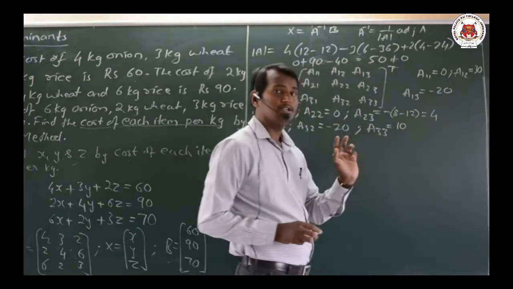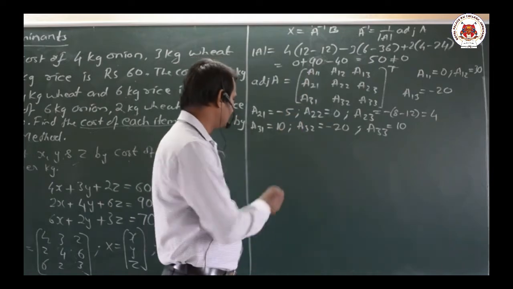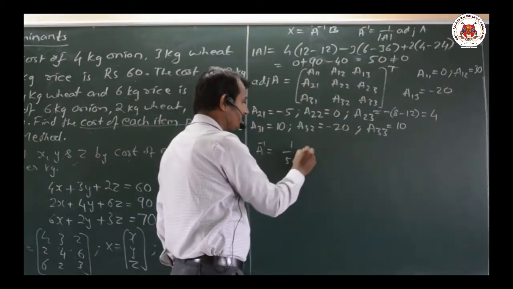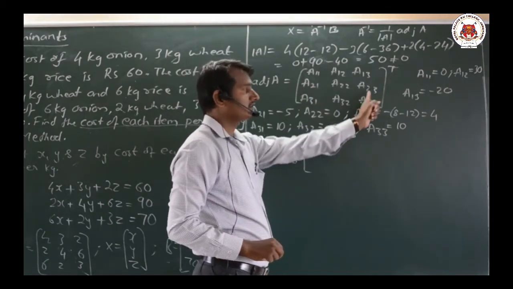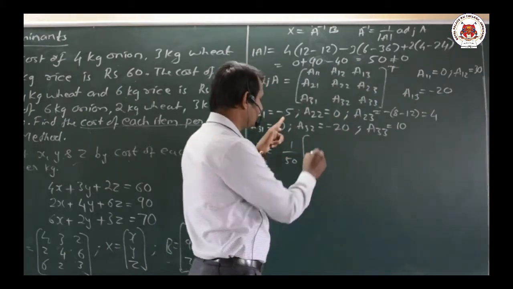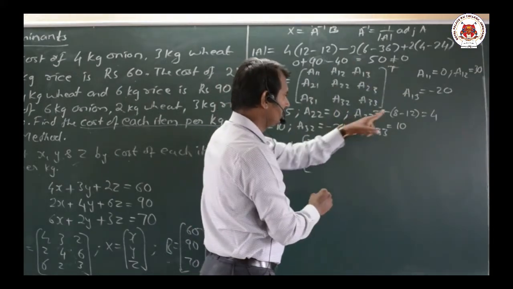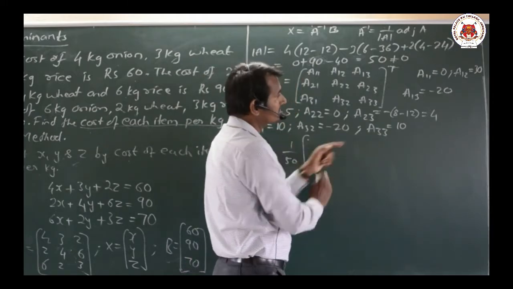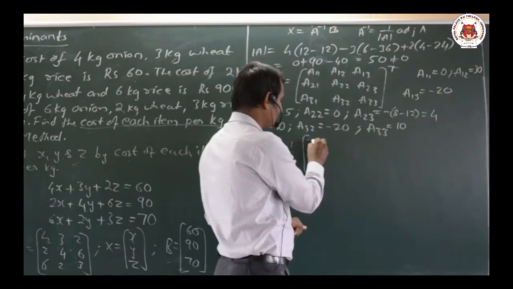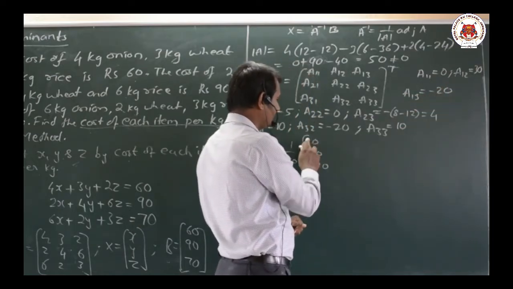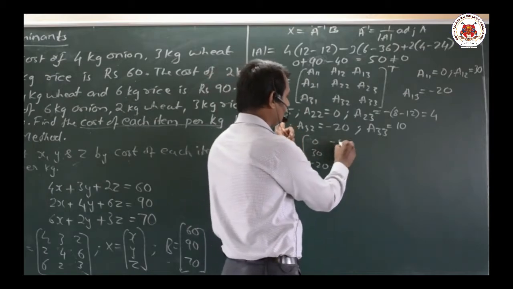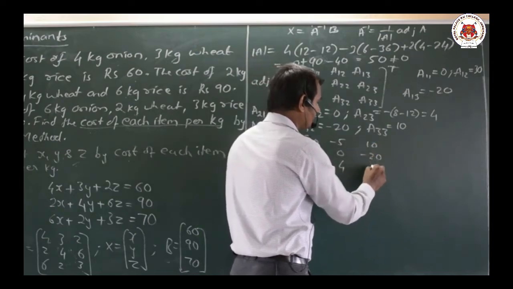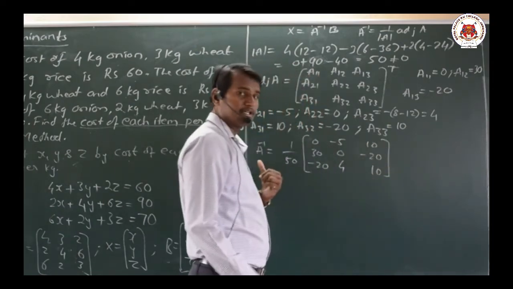This is our cofactor of all the values. Now I will write down the A inverse value directly: 1 divided by the determinant of A, that is 1 divided by 50, into these values written in transpose. We get minus 5, 0, 4; then 0, 30, minus 20; then 10, minus 20, and 10. This is our A inverse.